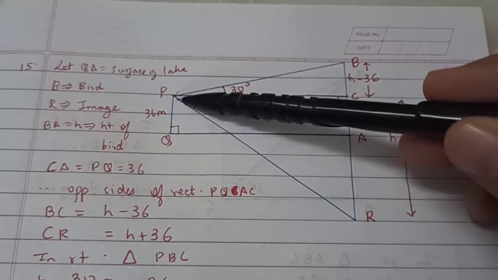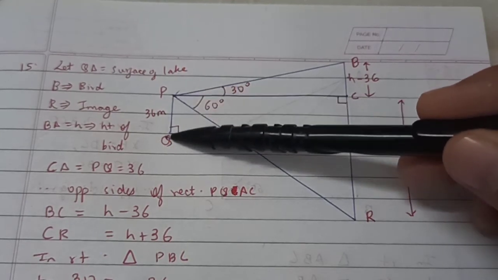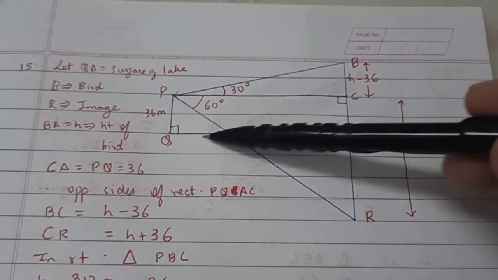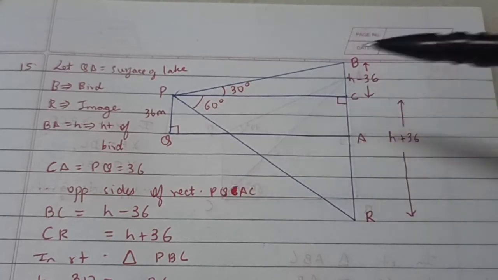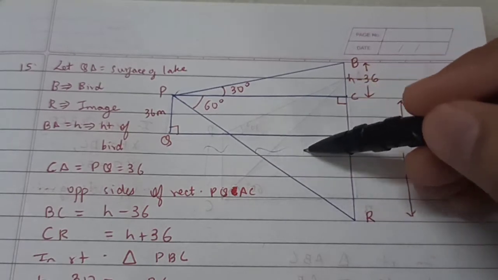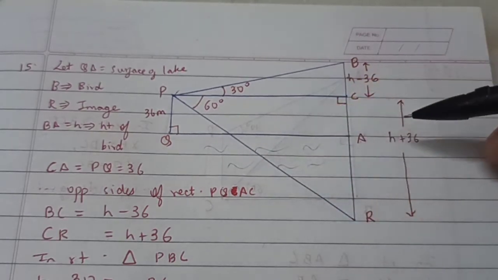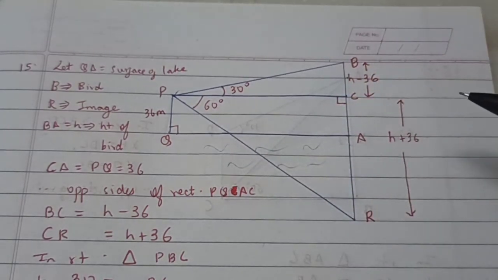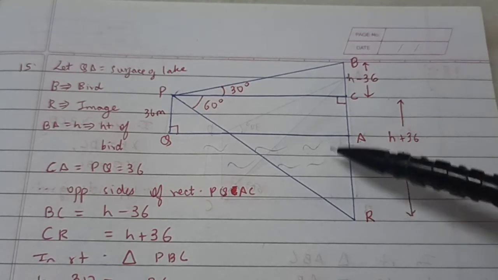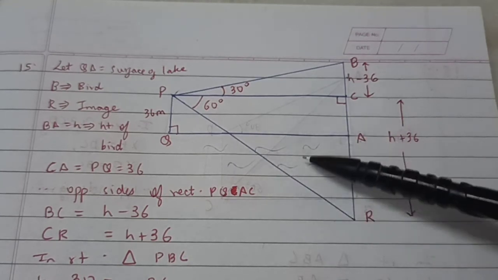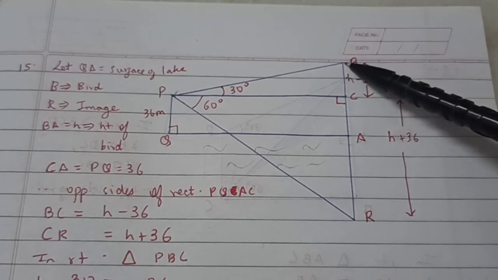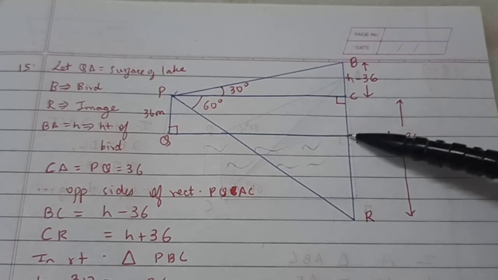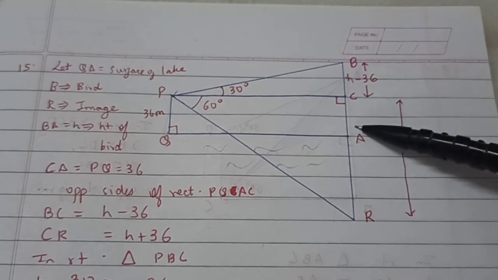You are at point P at a height 36 meters from the lake. QA is the surface of the lake. So there's water underneath it. So if you wish, you can draw some waves. There are no waves underwater, but these curved lines mean there is water underneath. This is the lake. The bird is at point B. Let it be at a height of h from the surface of the lake. So BA is h.